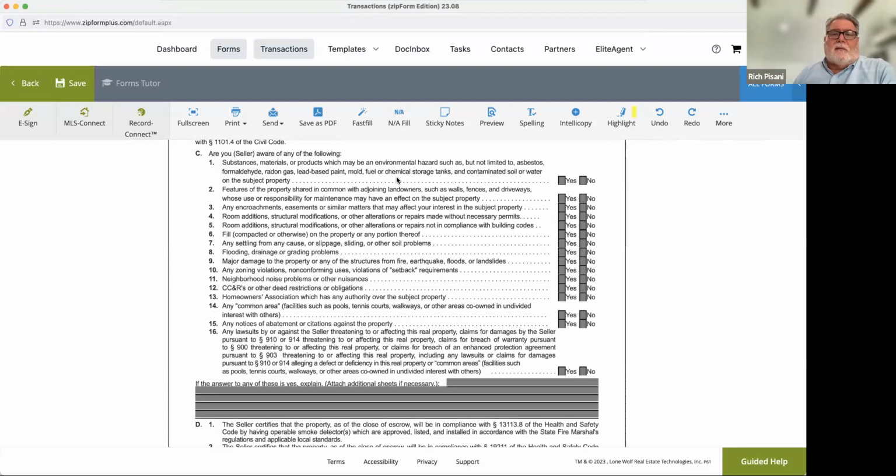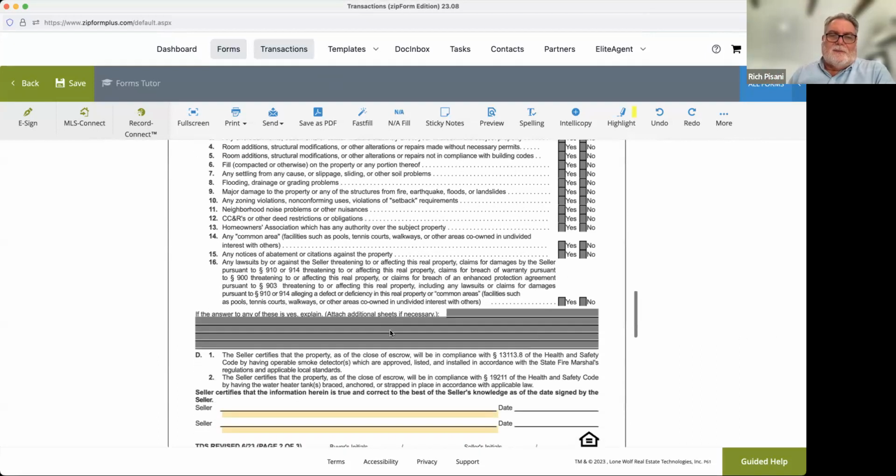Michael, 220 wiring, it's on the first page. Yes, there is 220 wiring. Most electric dryers are 220, some stoves are 220. So yes, but otherwise it's 110. It asks about lawsuits, it asks about citations, abatements, common areas, and like I said, if the answer is yes, then you need to write an explanation here.